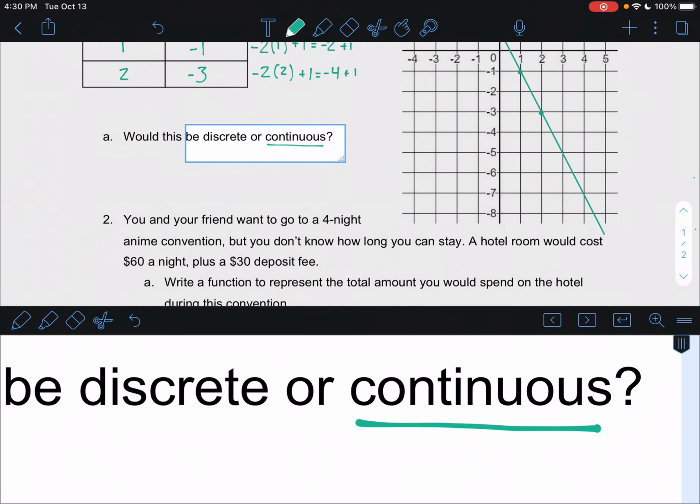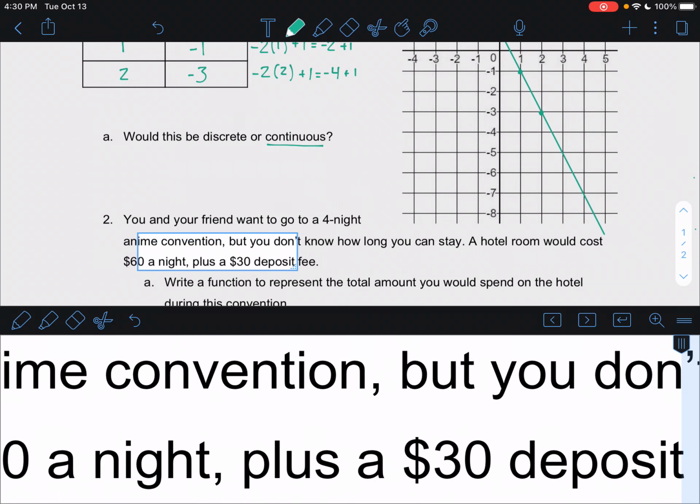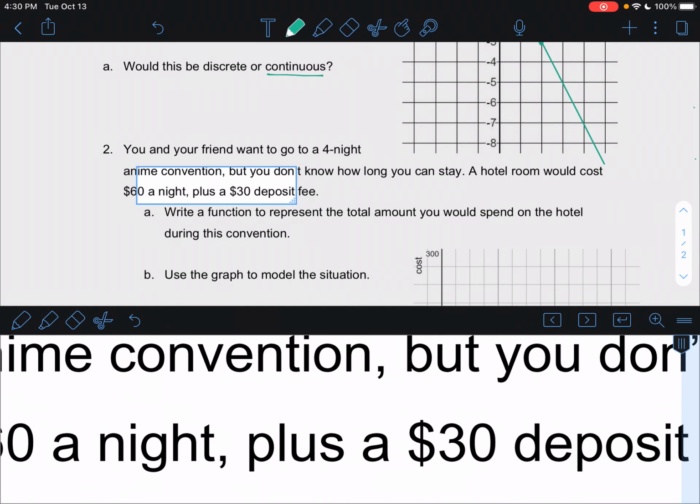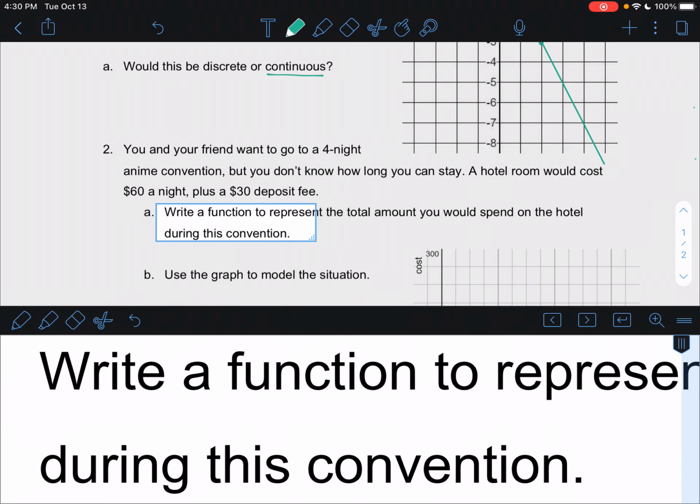And number 2 is a word problem. And I remember we did something like this on Thursday in the notes. We didn't actually graph it, but we did everything else similar. So you and your friend want to go to a 4-night anime convention, but you don't know how long you can stay. A hotel room would cost $60 a night plus a $30 deposit fee. Write a function to represent the total amount you would spend on the hotel during this convention.